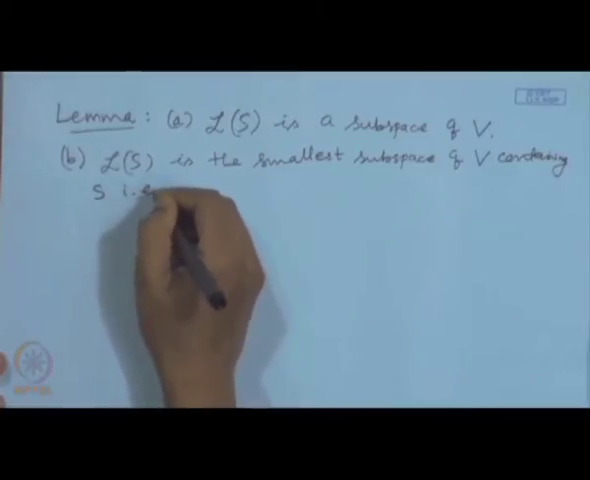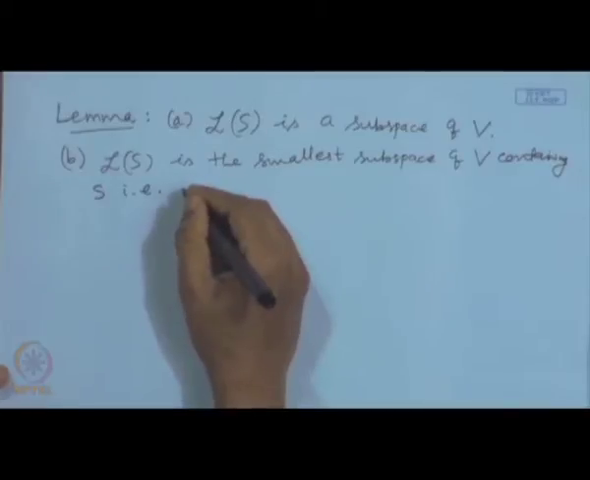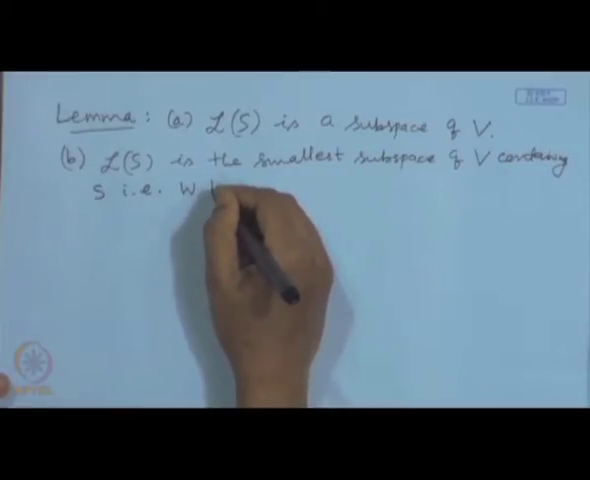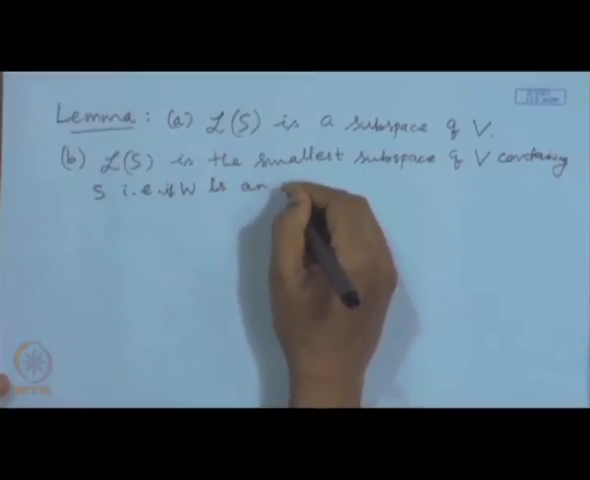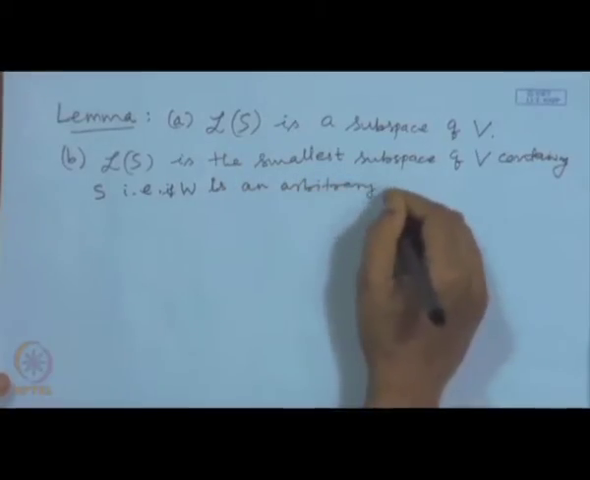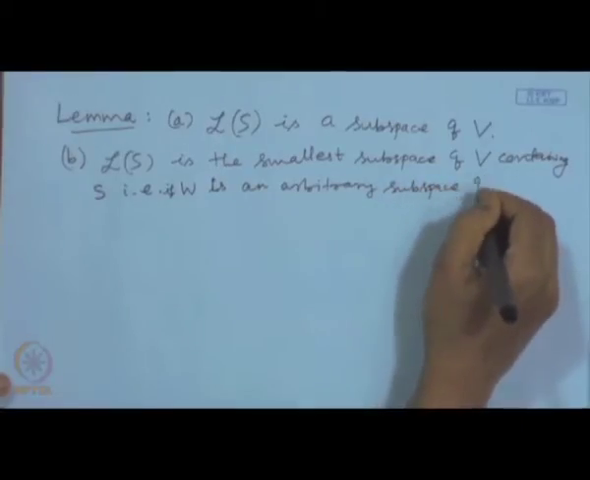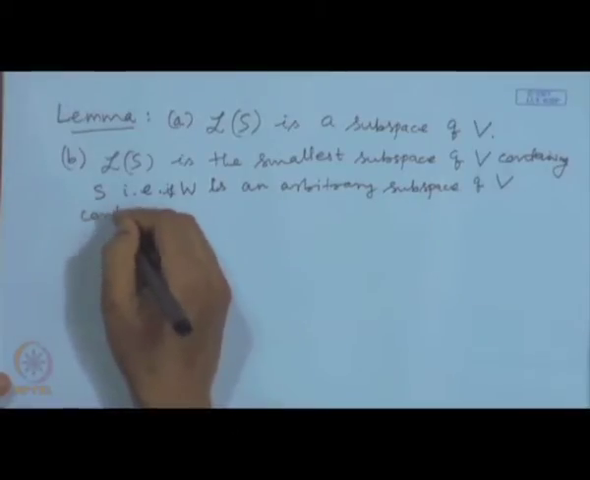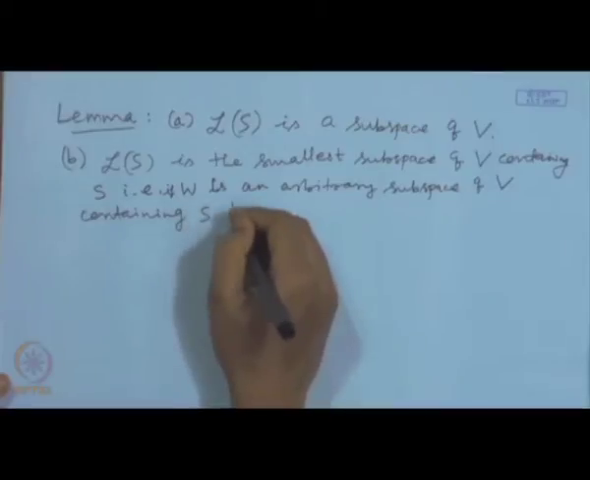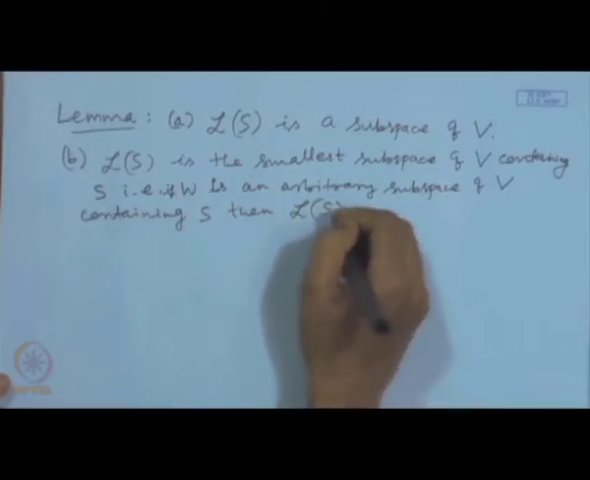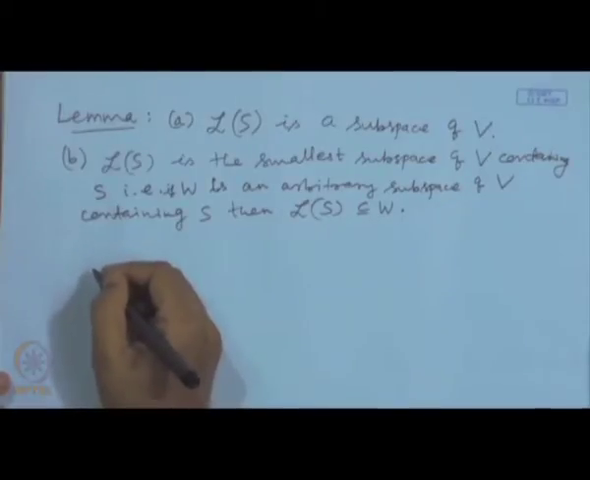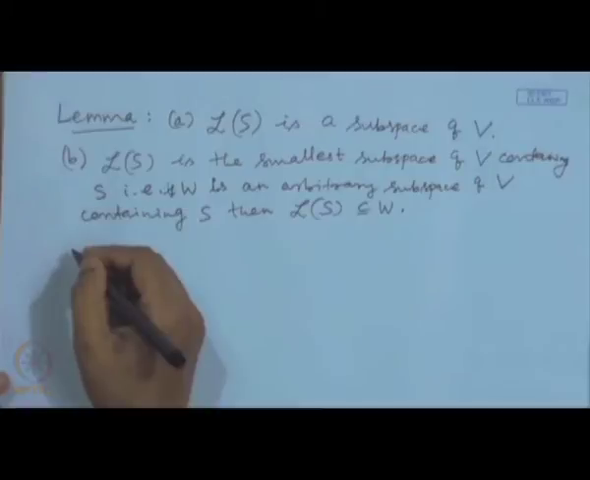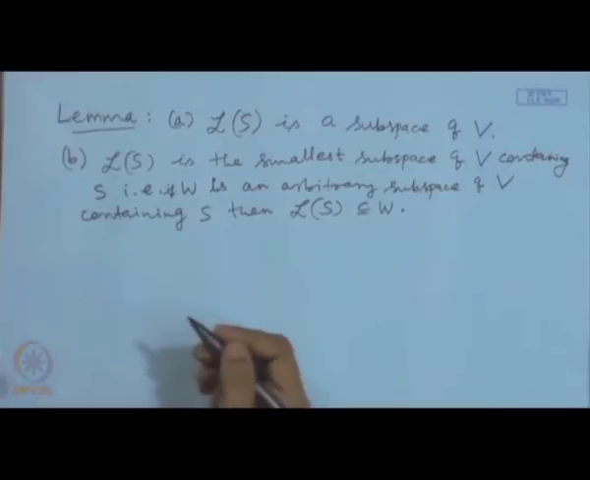In other words, if W is an arbitrary subspace of V containing S, then this LS will be contained in W. This is what we mean when we say LS is the smallest subspace. It will be contained in a subspace if that subspace contains this set S.